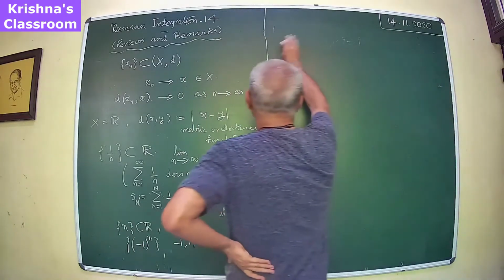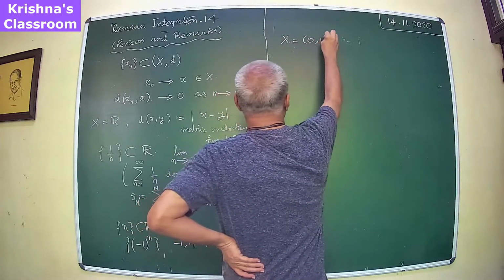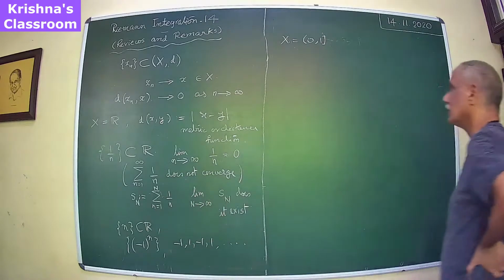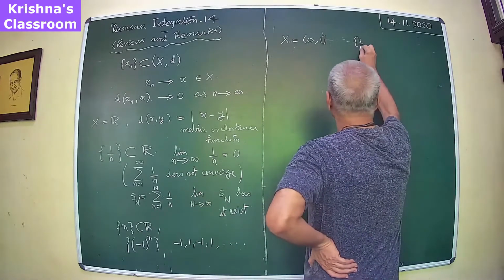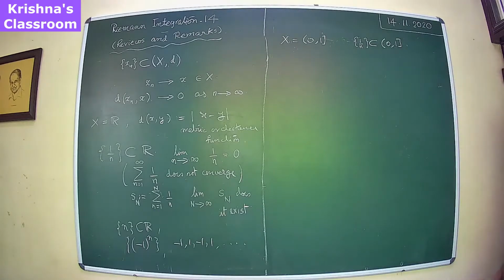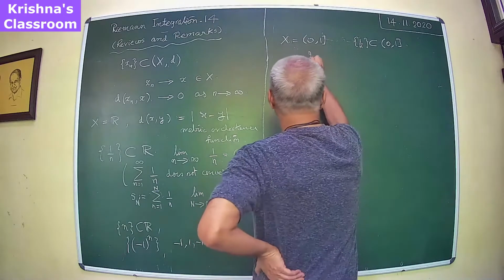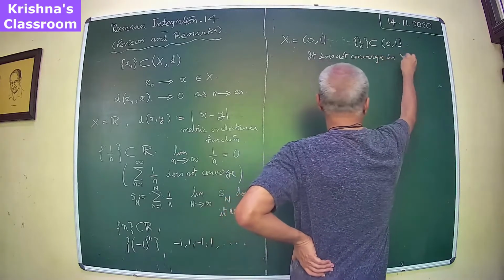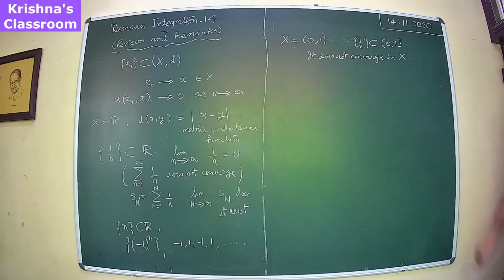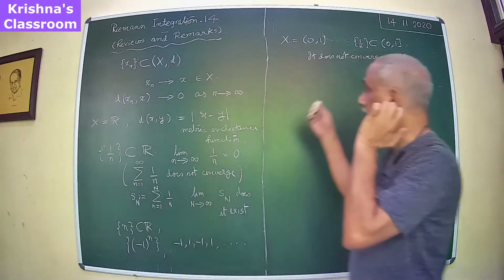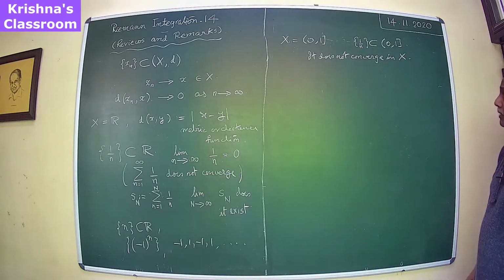The same question, suppose you take X to be the interval (0, 1), okay? Not including 0. Now look at the sequence 1 by n. You know that this is contained in (0, 1). There is no problem. Okay? What about the limit of this? Does it converge? It does not converge in X, because in R it converges to 0 because 0 is an element there. But 0 is not included in your space X. Okay? So it doesn't converge on the set X.